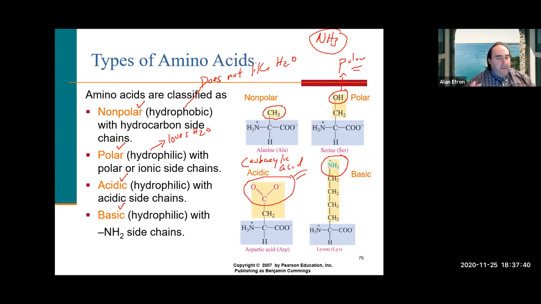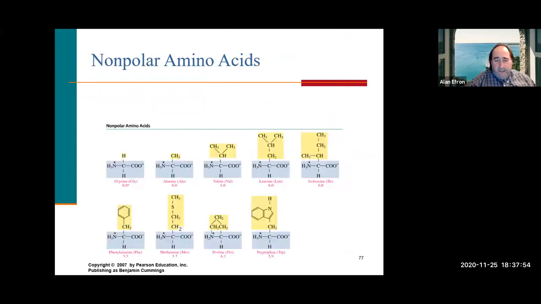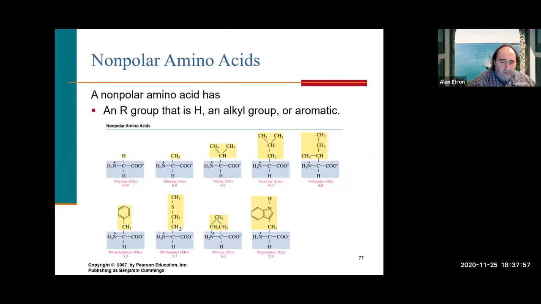Any questions on how to look for those 4 different classifications? And because they all contain the same part, which is in blue in these pictures, I think, you want to always look at the side group to try to determine the differences. So just to look at some of these examples, these are all non-polar amino acids. We have just a hydrogen, carbons and hydrogens, carbons and hydrogens. So again, this is what you want to look at when you're trying to determine these things. I see a lot of carbons and hydrogens. These are going to be non-polar amino acids.